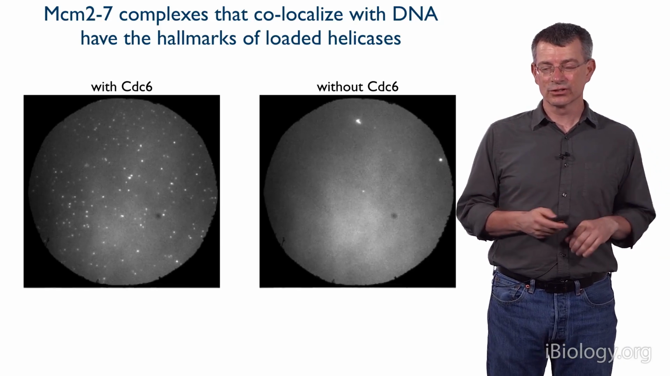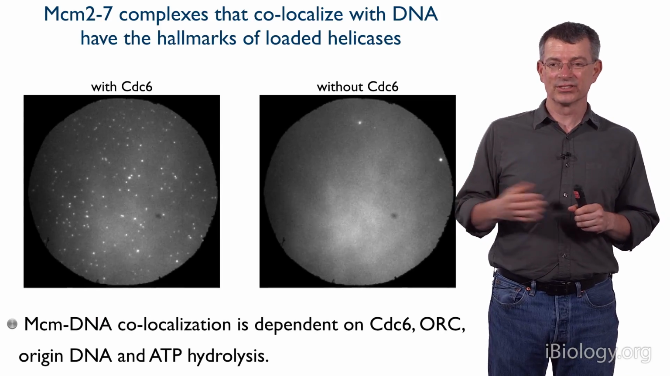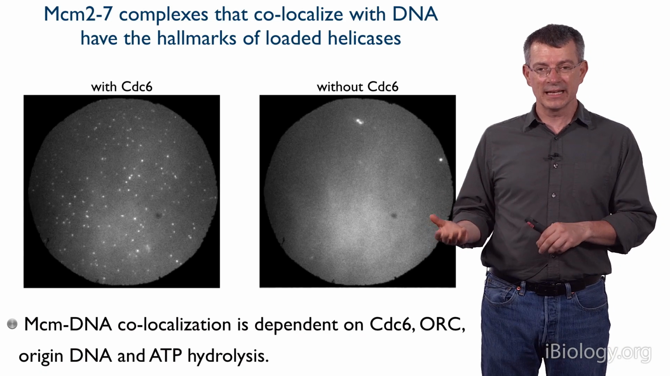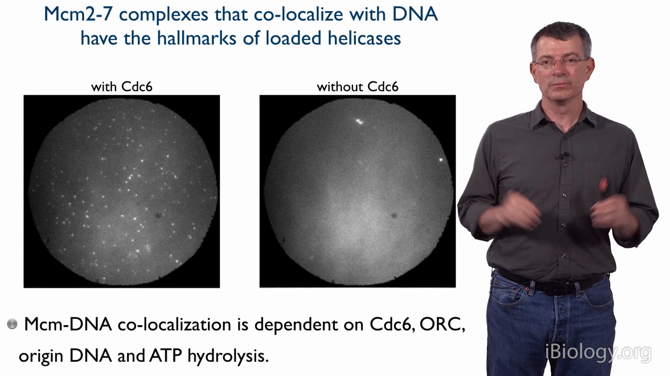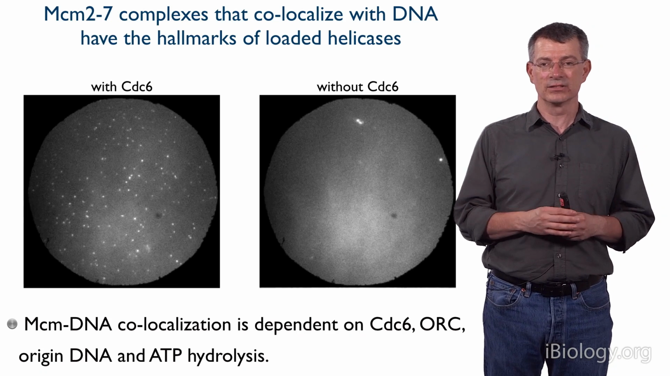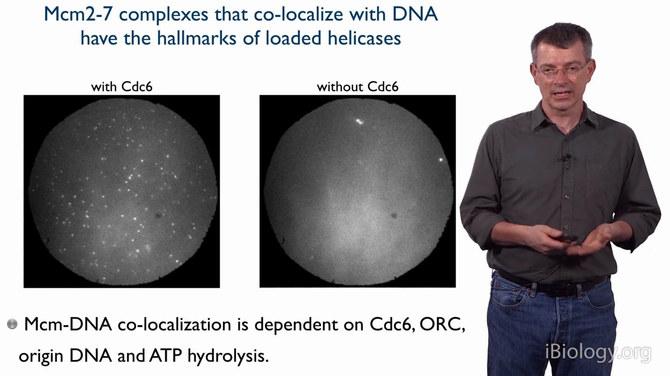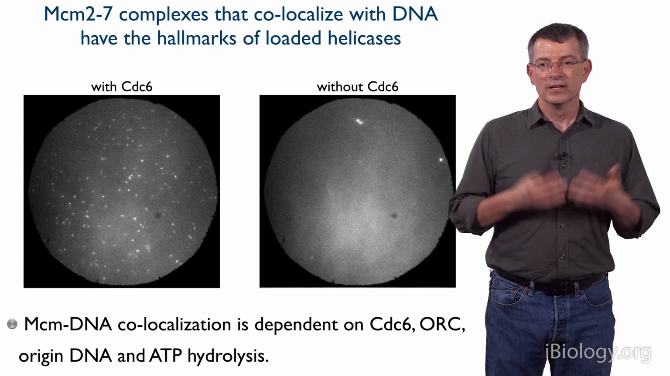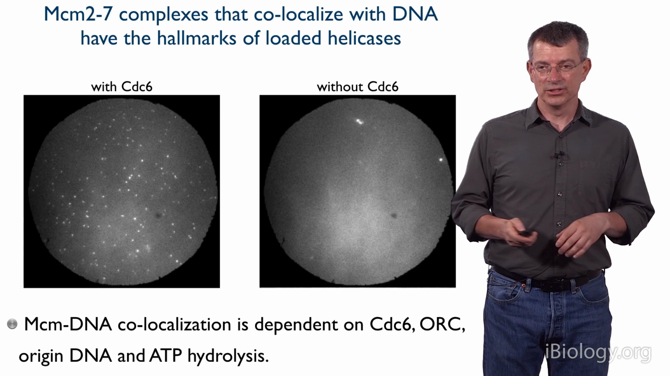Now, I've shown you this control. I'll tell you that not only does this control work, but if we leave out ORC or origin DNA, or we prevent ATP hydrolysis, all of them inhibit this, and these are all hallmarks or characteristics of helicase loading that's been determined in other types of biochemical assays as well as in vivo. So, we have an assay. How do we use it?